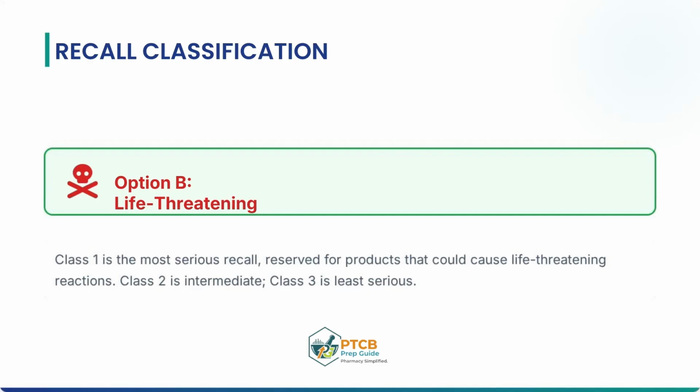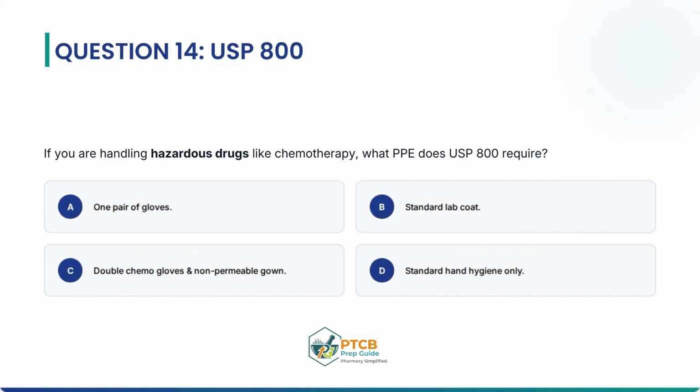The answer is option B. Class 1 is the most serious recall, reserved for products that could cause life-threatening reactions. Class 2 is intermediate, and Class 3 is the least serious. Moving on to question number 14.